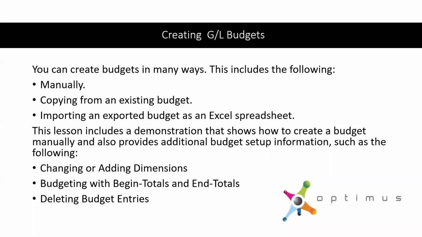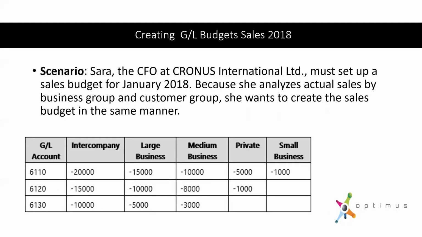So this lesson includes a demonstration that shows how to create a budget manually and also provides additional budget setup information such as the following: changing or adding dimensions, budgeting within begin totals and end totals, and deleting budget entries. I want to acknowledge that I, of course, will be making some mistakes, so how do I correct all this? So let's go directly into the example.